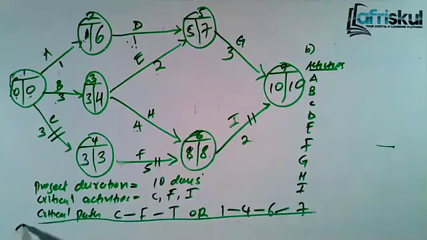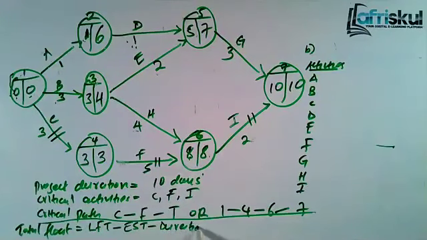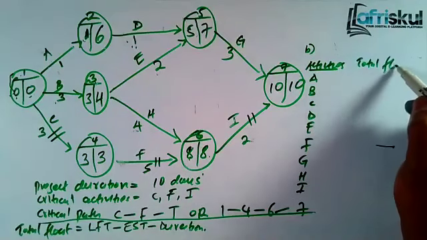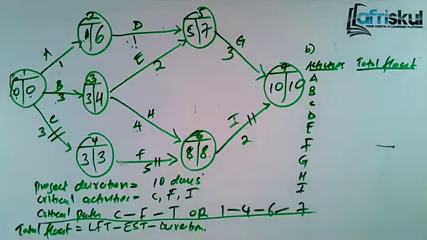We said that total float, you take the latest finish time minus the earliest start time minus duration. That's how I'll be getting the total float. I repeat again, latest finish time minus earliest start time minus duration. So this is what I mean.